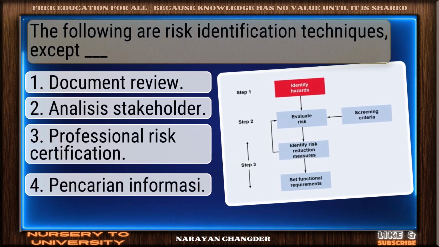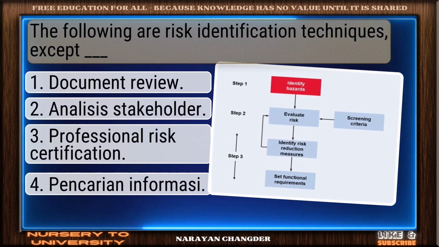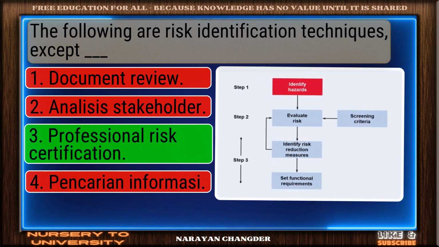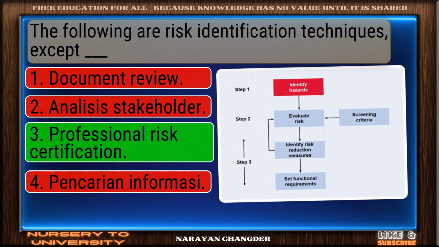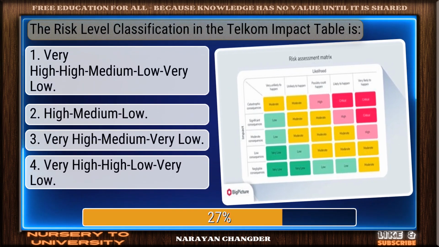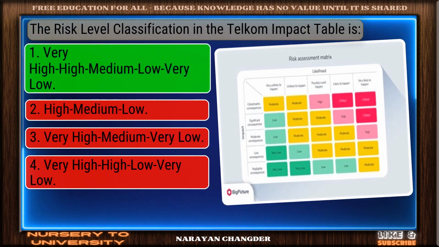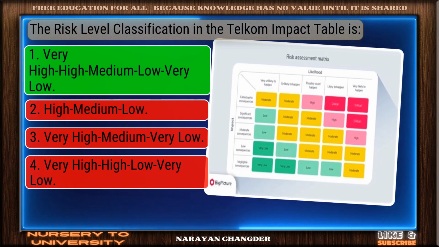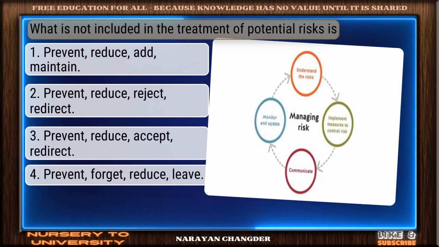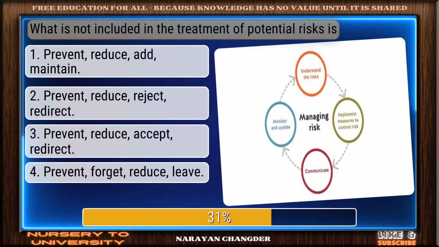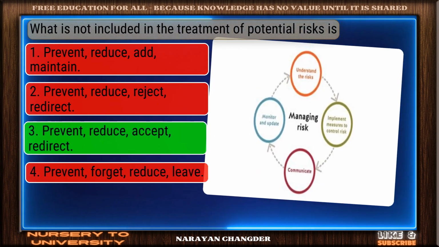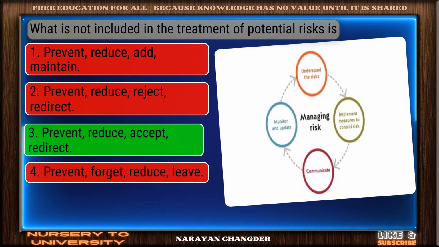The following are risk identification techniques, except dash. Correct response. Professional risk certification is the most accurate answer. The risk level classification in the Telkom impact table is. Bravo. Very high, high, medium, low, very low is the answer. What is not included in the treatment of potential risks is. Perfect, prevent, reduce, accept, redirect is the correct choice.